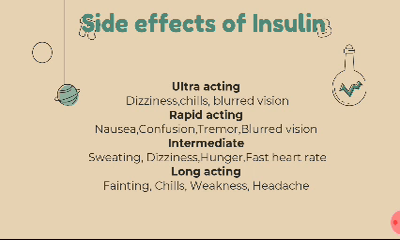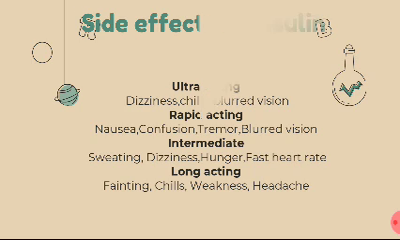The side effects of each insulin type. The first one is the ultra-acting. The side effects for this are dizziness, chills, blurred vision. The rapid-acting: nausea, confusion, tremor, and blurred vision. Intermediate-acting: sweating, dizziness, hunger, and fast heart rate. The last one is the long-acting: fainting, chills, weakness, and headache.